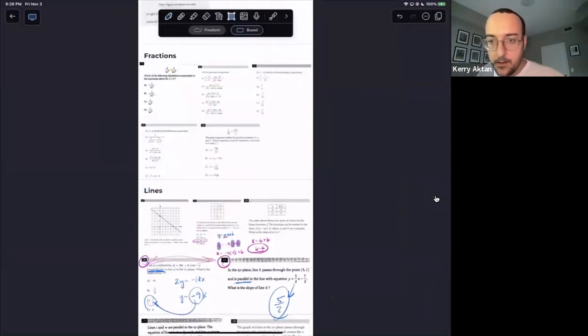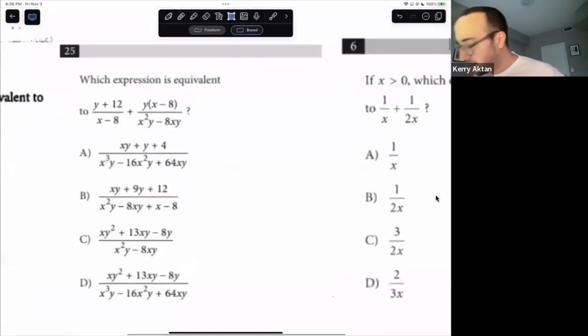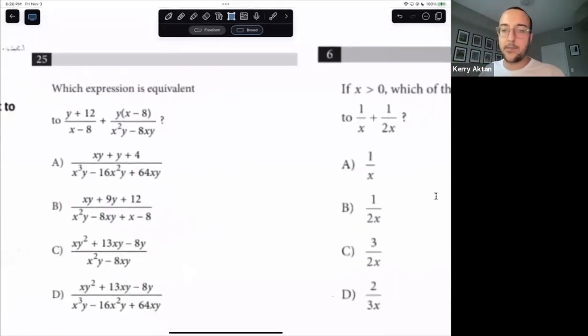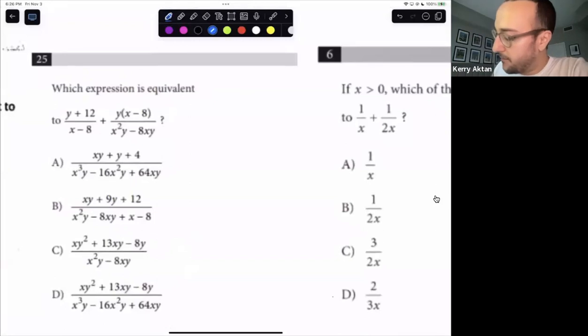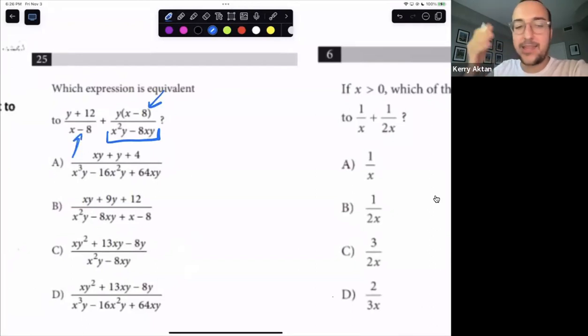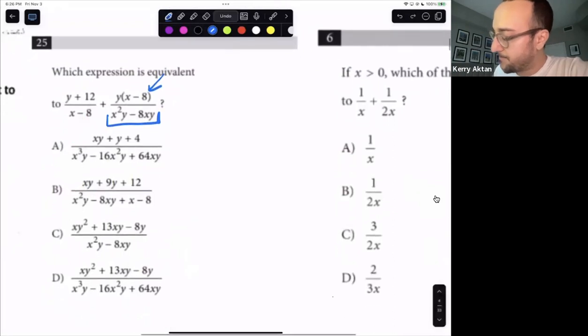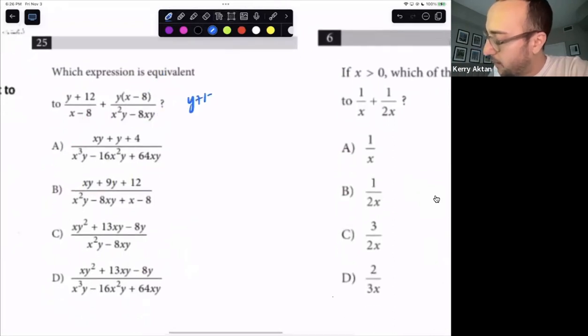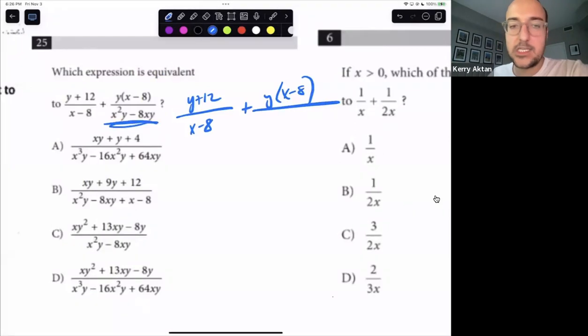Maya wanted 25. Yeah, this one is not easy. This is an adding fractions question. So if I'm adding fractions, you need common denominators, but the first thing I always look for is something that's factorable. And don't you see a lot of x minus 8s, Maya? So that's telling me there's probably something there. At which point I have y plus 12 all over x minus 8 plus y, x minus 8 all over. Now, what can you factor out of that? What's the GCF there? There's an x and a y, xy.